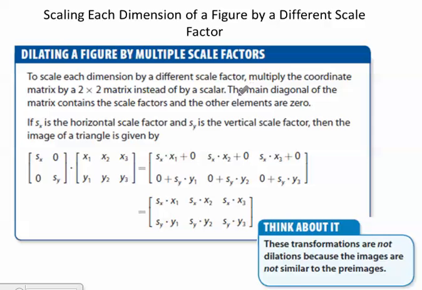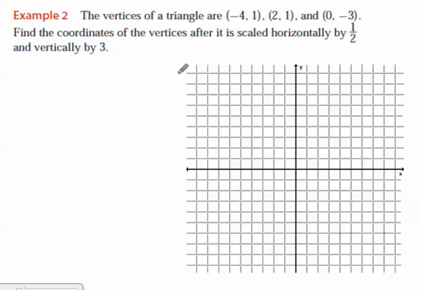What if instead of making a dilation, we wanted to scale them differently? We wanted to scale the x by one number and the y by another number. Then instead of using a scalar in front of it, we just put a matrix in front of it. We put the scale factor for the x and the scale factor for the y, and zeros in the other two fields there, and we could actually scale something by different numbers. Let me show you what we're going to do here. We're going to have -4, 1, 2, 1, and 0, -3.